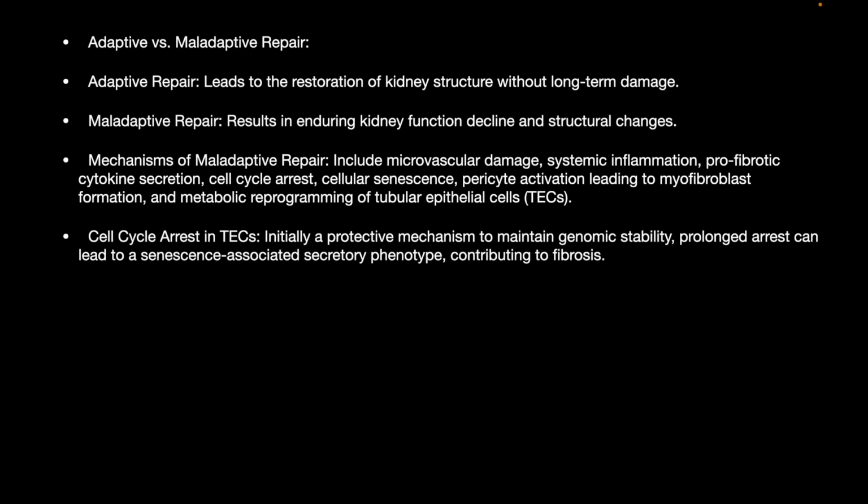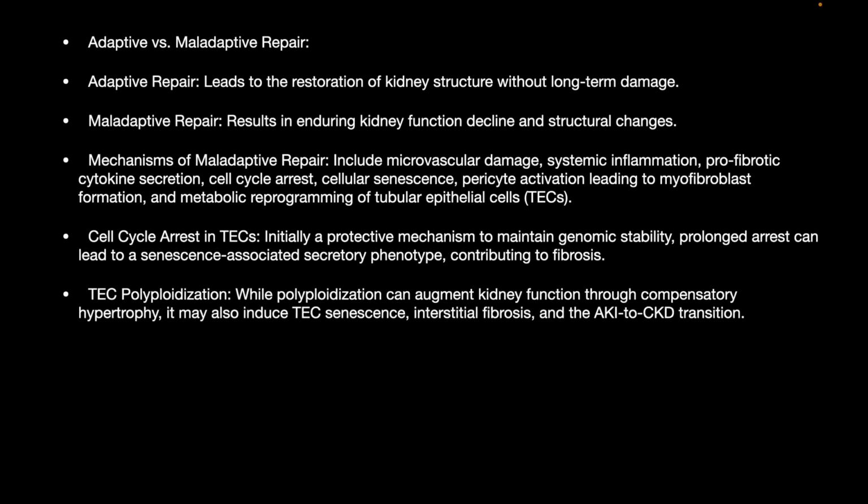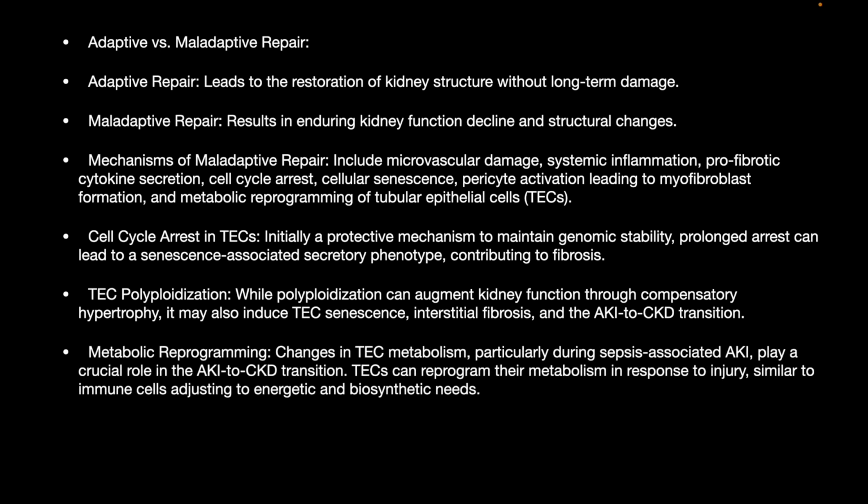Now, cell cycle arrest of the tubular epithelial cells is a very important protective mechanism to maintain genomic stability. However, arrest can lead to a senescence-associated secretory phenotype, contributing to fibrosis. There is TEC polyploidization. While this can augment kidney function through compensatory hypertrophy, it may also induce senescence, fibrosis, and CKD transition. The changes in TEC metabolism, particularly during sepsis-associated AKI, play a crucial role in CKD transition. It reprograms its metabolism in response to injury, similar to immune cells adjusting their energetics and biosynthetic needs.